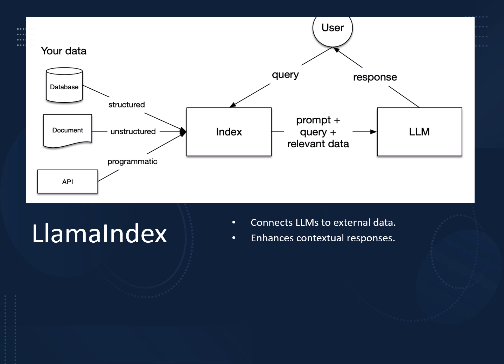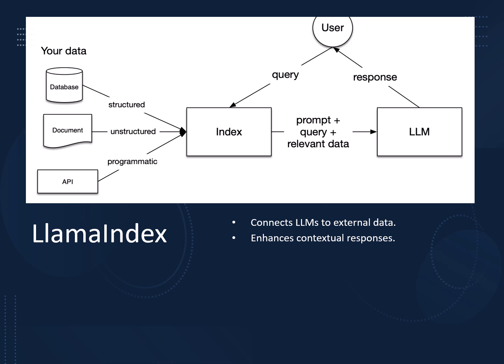the data coming from databases, documents, APIs. So database has structured data. Documents can be unstructured data like PDFs or text files. You have APIs, which is nothing but data accessed programmatically. Then you have index in the diagram where all your data is processed and organized into an index. So you have user query. A user will be asking a query. The index is searched to find the most relevant data.